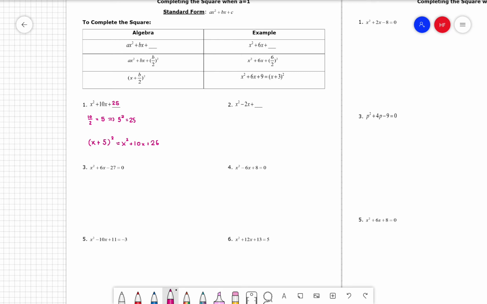So on number 2, we'll do the same thing. We want to take that second number and divide it by 2. So negative 2 divided by 2 is negative 1. Then we're going to square that number.